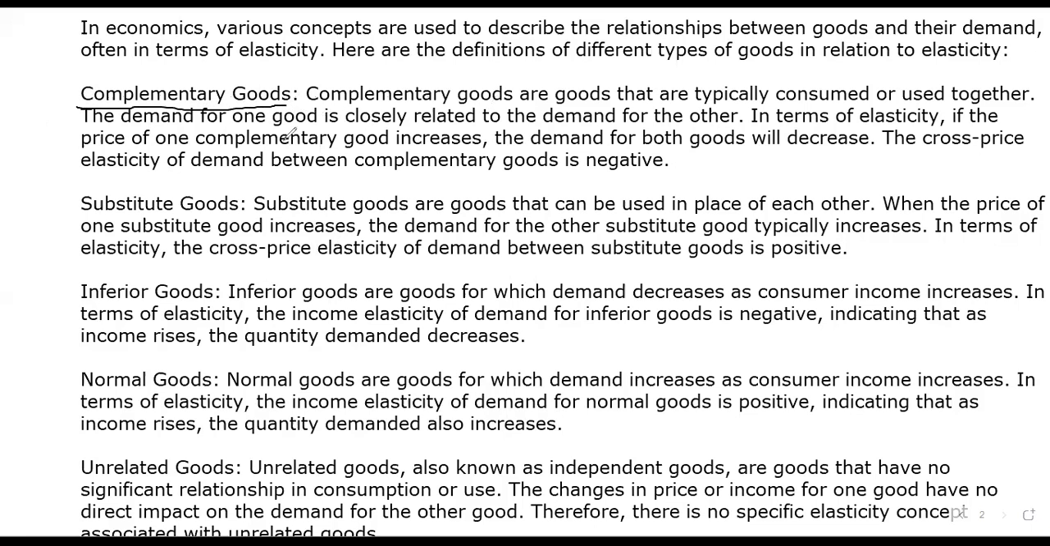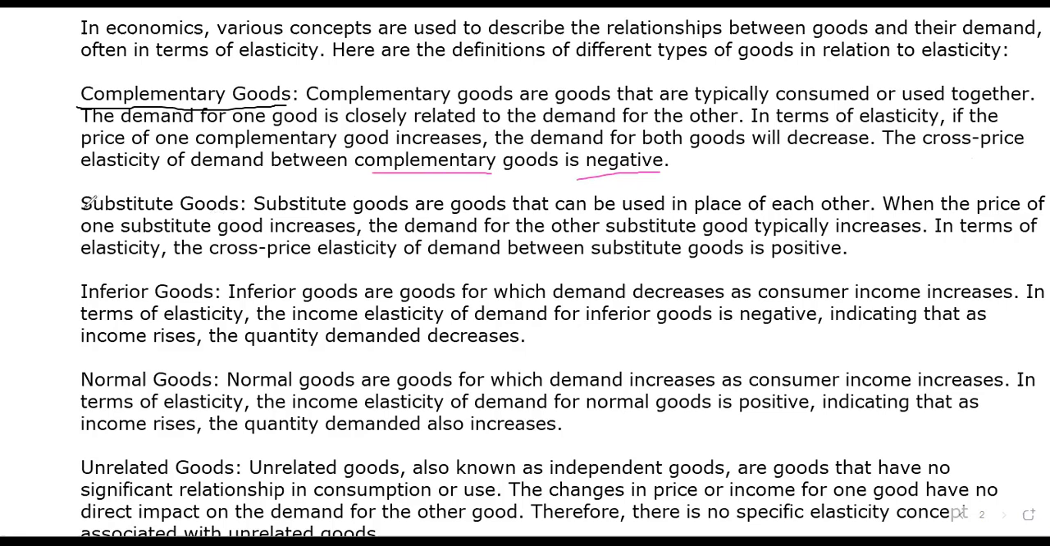So in terms of elasticity, as the price of one complementary good increases, the demand for both will decrease. If the price of fuel goes up, you demand less of fuel and less of cars. So these will give us what we call a cross-price elasticity, which is negative. So cross-price elasticity of demand for a complementary good is always negative or inverse.